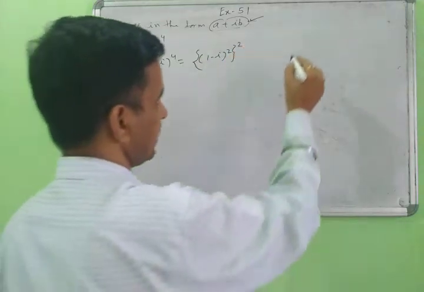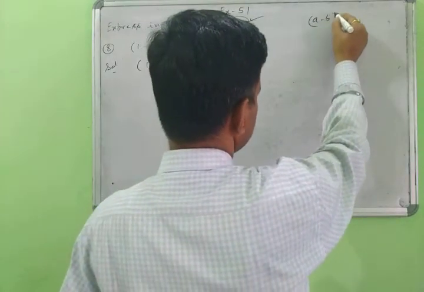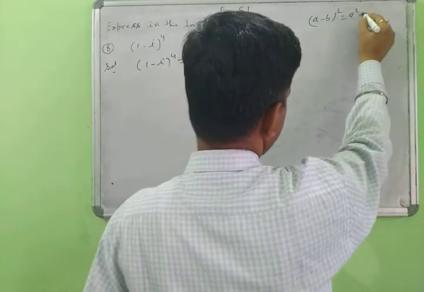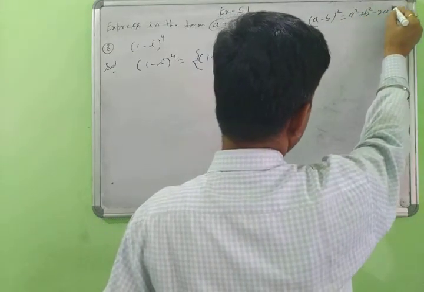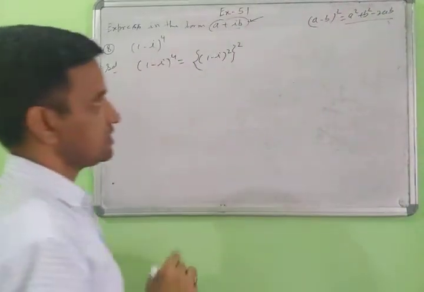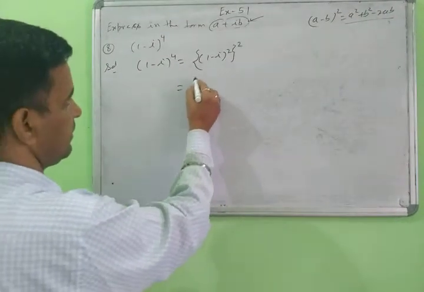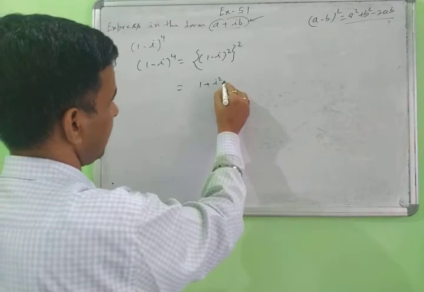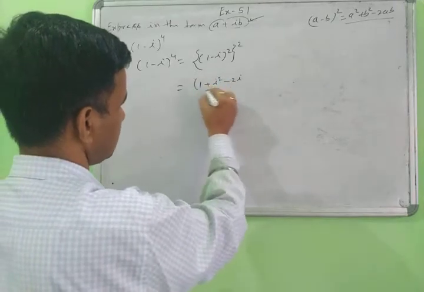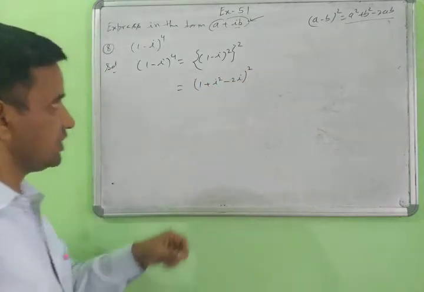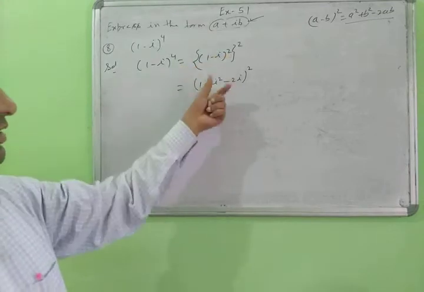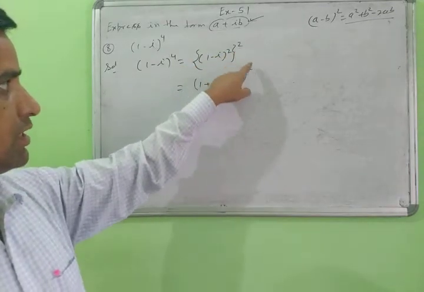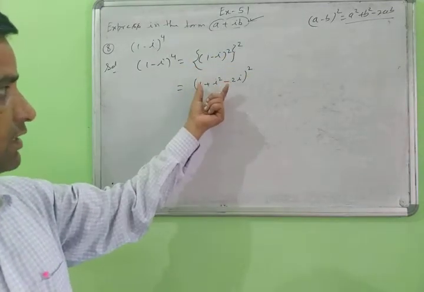You know what the identity of (a minus b) whole square is? A square plus b square minus 2ab. Expand in this form. Then 1 square, 1 plus iota square and minus 2 iota. This will be whole square outside. First use the inside square, then expand it at the whole square, right? Same here. Then you calculate this.